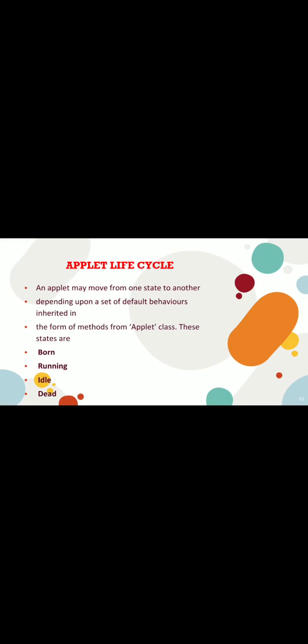Next, applet lifecycle. In the applet lifecycle, we want to declare the applet states. There are four types of applet states: born state, running state, idle and dead state. The born state is the initialization state. In this state, when we use the init method, the applet program loads the applet. After that, it gets started.